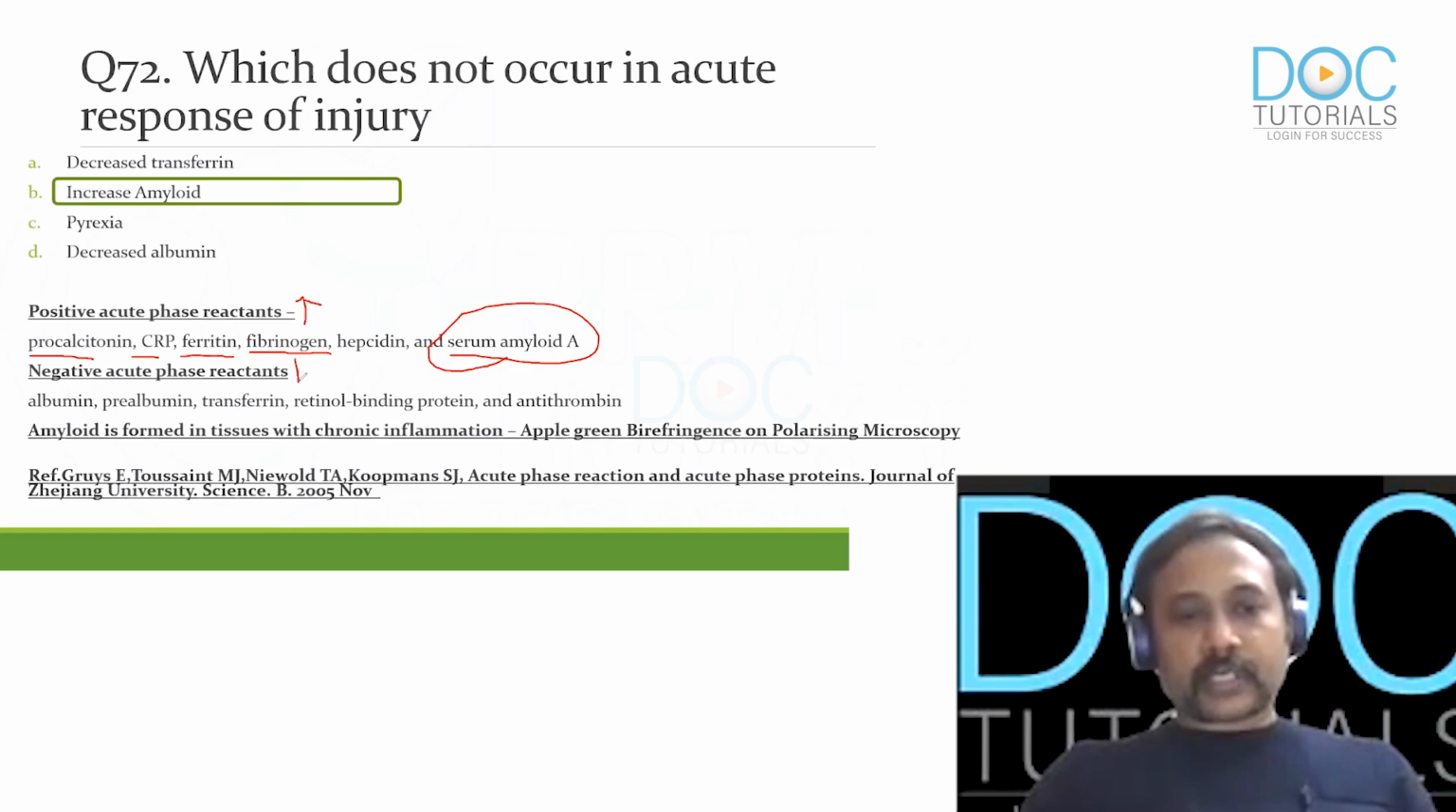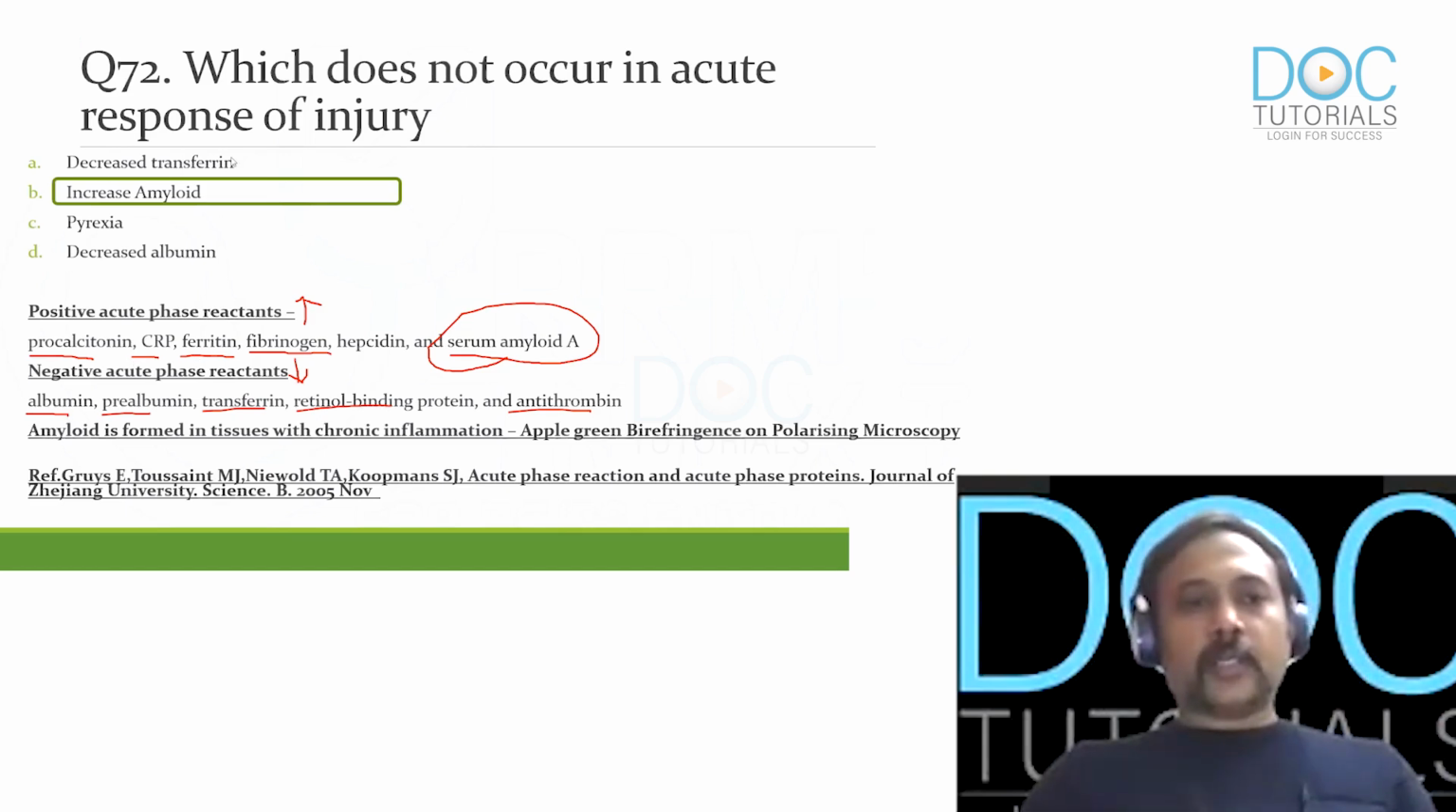The negative acute phase reactants are going to be decreased in your acute scenarios. So this includes albumin, prealbumin, transferrin, antithrombin, and retinol binding protein. All these are going to be the ones which are going to be decreased. So these are the negative acute phase reactants. And positive acute phase reactants involve procalcitonin, CRP, ferritin, and fibrinogen.